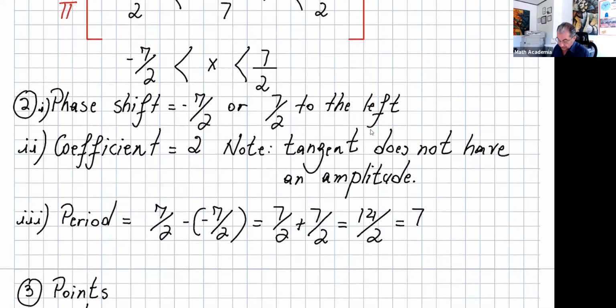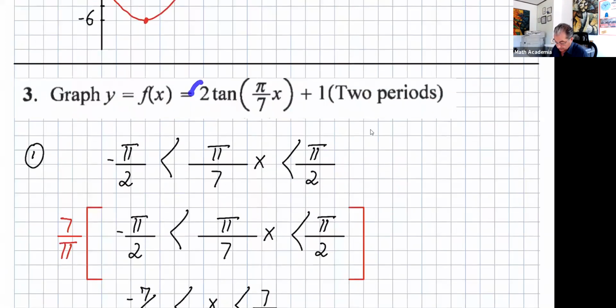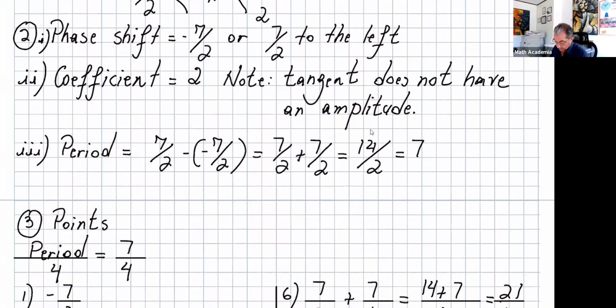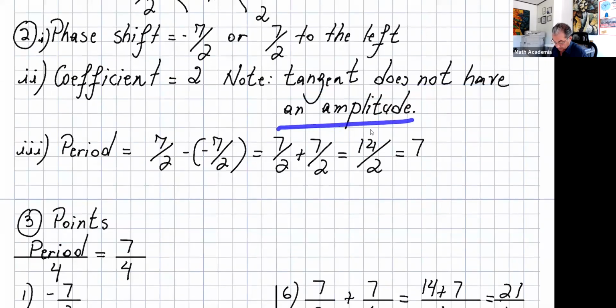Tangent does not have an amplitude because it doesn't go up and down, but it has the coefficient that we have to be careful with. So that coefficient is 2. So basically it's going to go from the axis up 2 and down 2. I'll show the graph, and I put the note for you. Tangent does not have an amplitude.